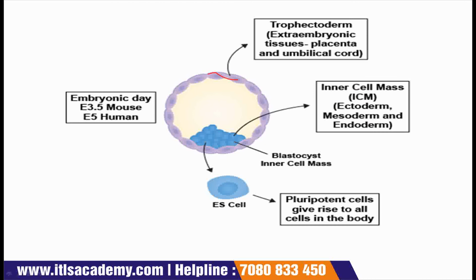Let us see a few points regarding this trophoblast layer. This trophoblast layer is also known as trophectoderm, as it is the outer layer, that's why it is trophectoderm. This forms extra embryonic tissues, and extra embryonic tissues are the placenta and umbilical cord.